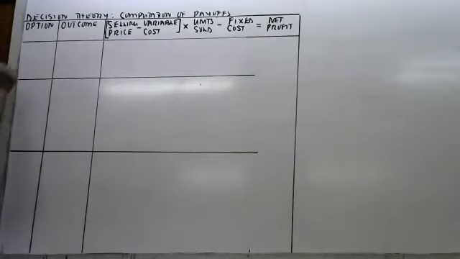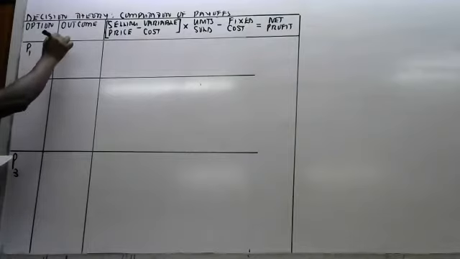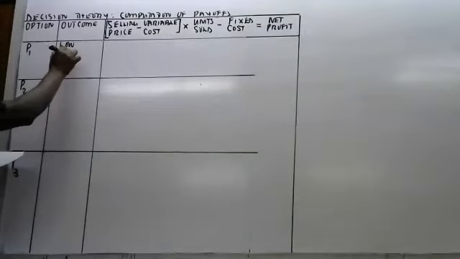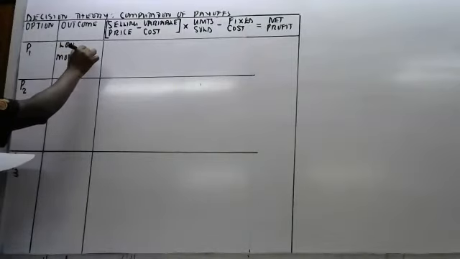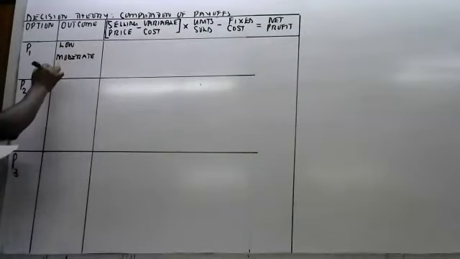So the first option is pen 1. They are calling it pen what? Pen 1. The second one is pen 2. The next one is pen 3. So the outcomes are low, moderate, and high.